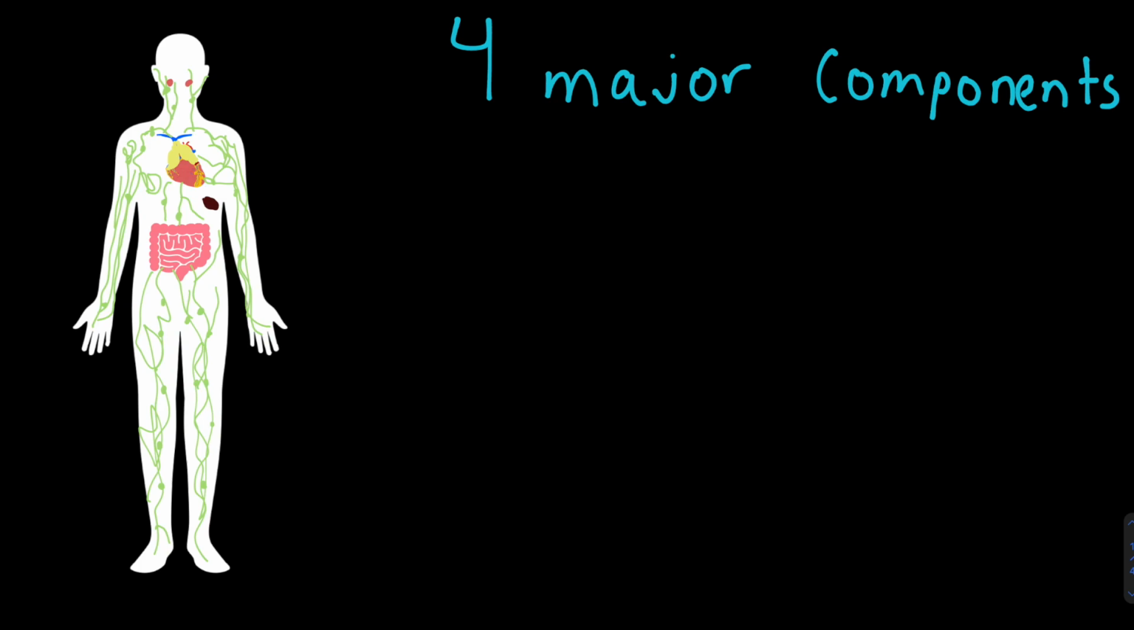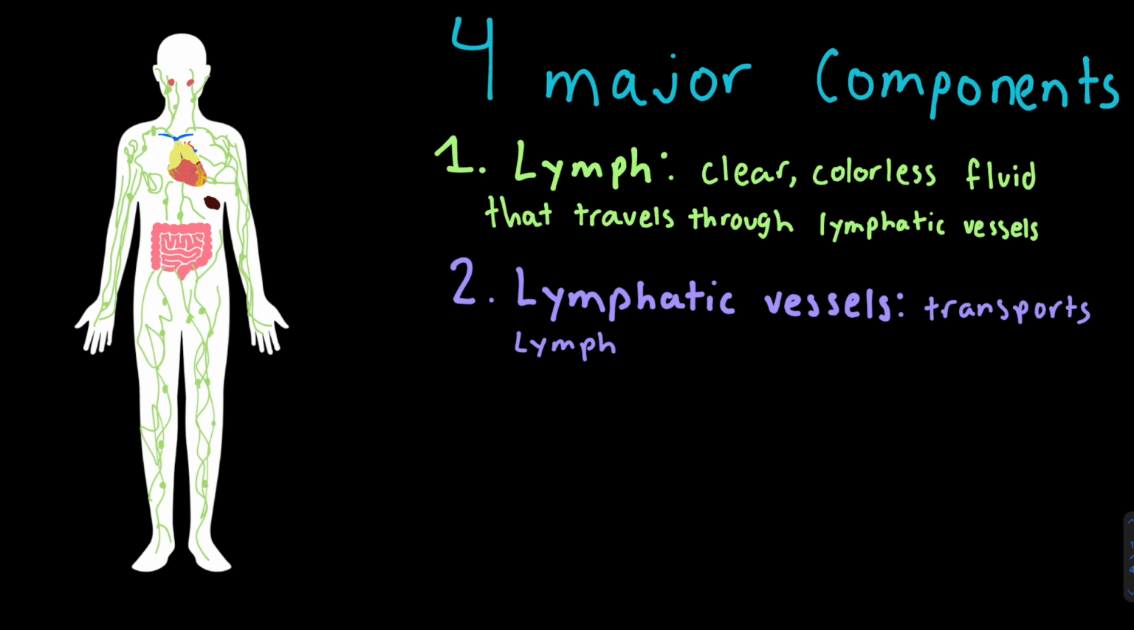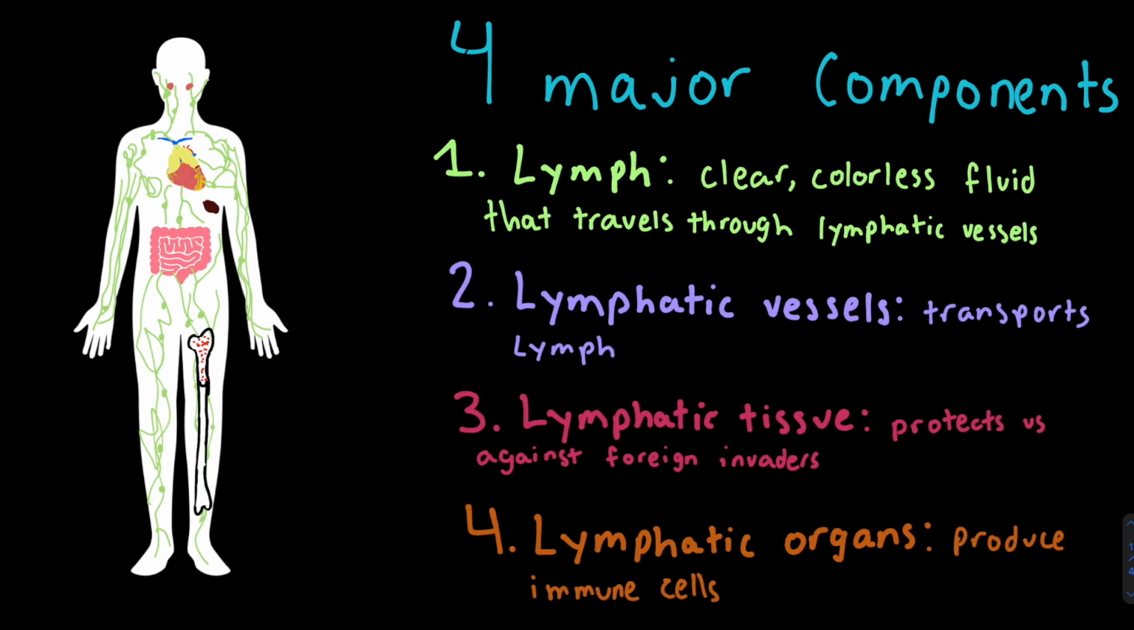Now, in the lymphatic system, we have 4 major components. The first includes lymph, which is a clear colorless fluid that travels through the lymphatic vessels. The second includes lymphatic vessels, which transport our lymph. The third includes our lymphatic tissue, which protects us against foreign invaders. And the fourth and final component in our lymphatic system includes our lymphatic organs, which can produce immune cells. For now, we will discuss the transportation of lymph through our lymphatic vessels.